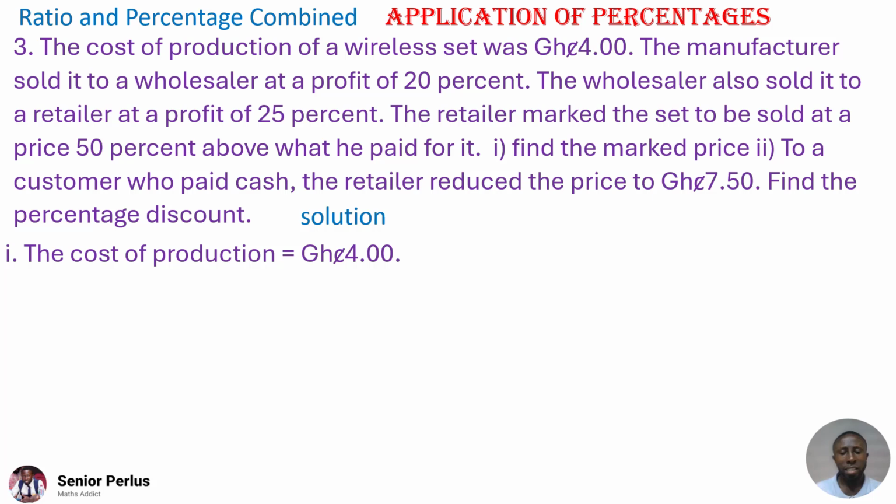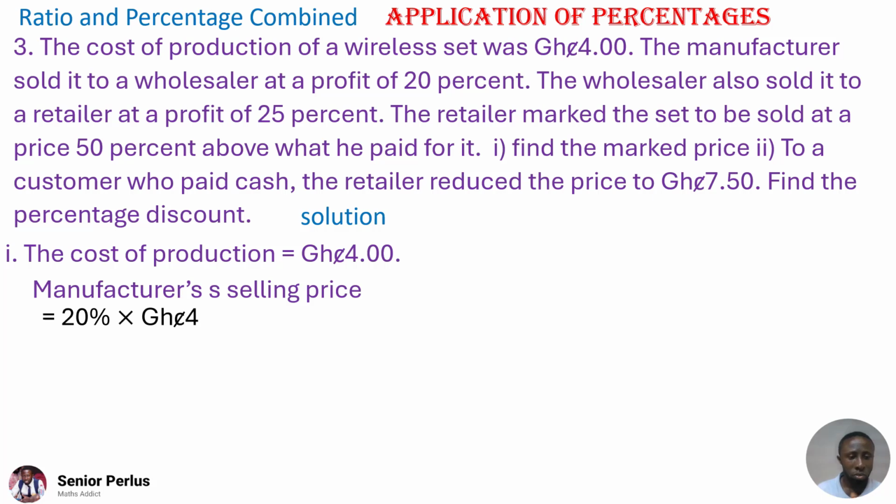Then you are saying that the manufacturer sold it to a wholesaler at a profit of 20%. So for us to get the manufacturer selling price, 20% of the cost, then we get the profit, then we add it to what? To the cost of production. Then we know that there's an increase. Okay, the person has a profit of what?